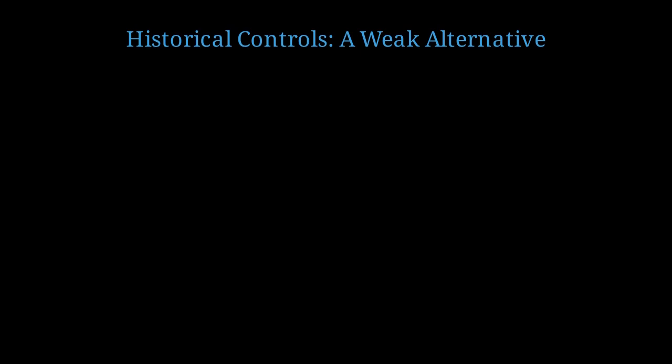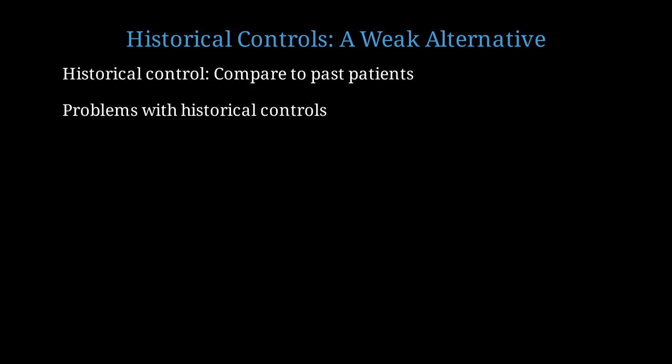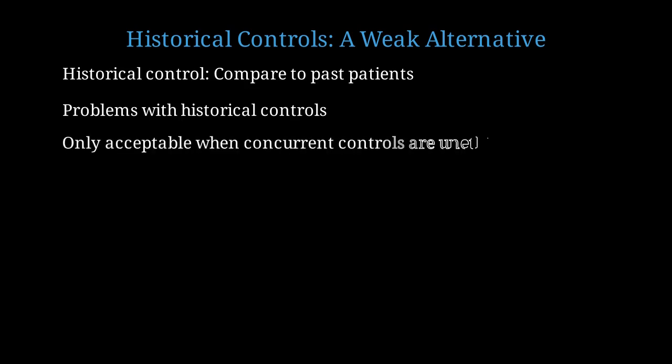Sometimes researchers use historical controls, comparing current treatment to past data. This is generally considered weak evidence. A historical control uses data from patients treated in the past, often before the new treatment was available. You compare your current treatment group to this historical data. The problem is that many things change over time. Diagnostic criteria, patient populations, supportive care, measurement techniques. These confound your comparison. Historical controls are only acceptable when concurrent randomized controls would be unethical, such as when a treatment is clearly life-saving and withholding it would be harmful.